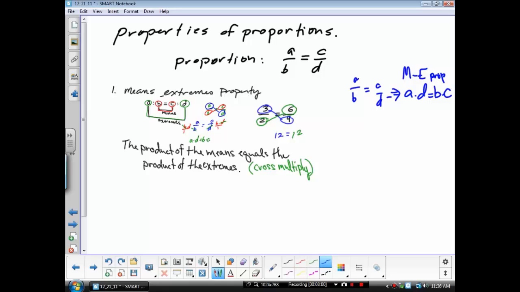Okay. Well, what other ways can I write this proportion and still get the same means extremes property now is the question. Because if I can write the proportion in another way and still get the same means extremes property, then I'm really using the same proportion. Proportions are equivalent when they have the same means extremes property.